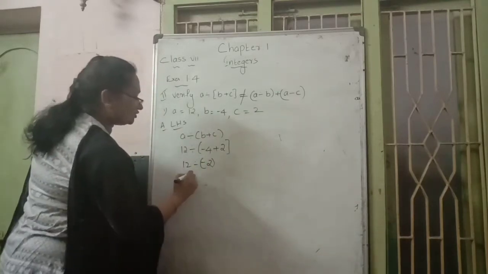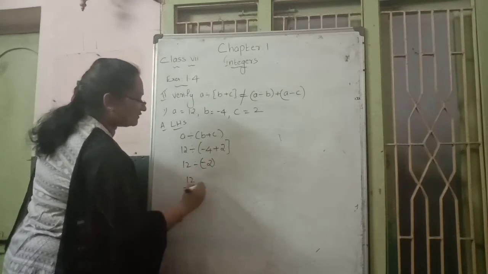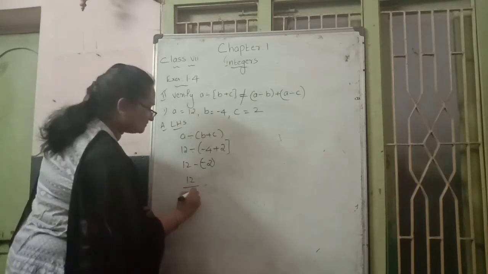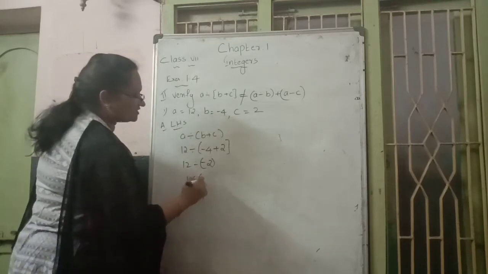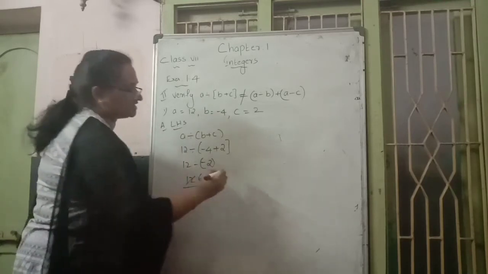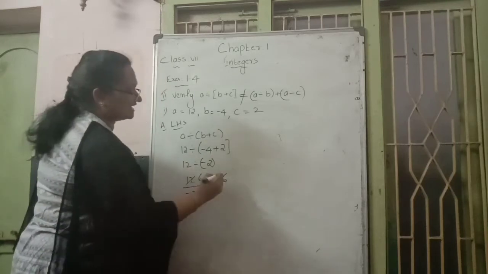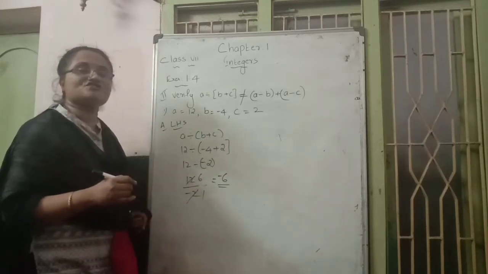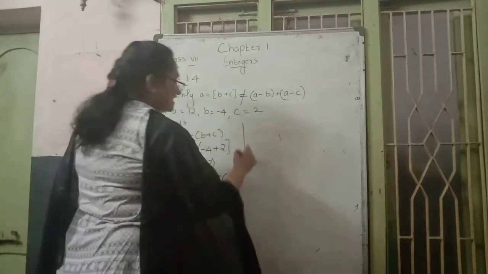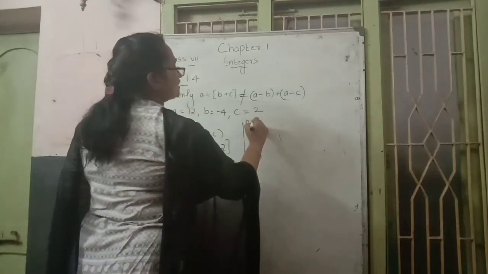Here how to do it? We already learned an easy way. Write it in fractional form and cancel. 2 table, 2 ones are 2. 2 table 12, 6 times. Here 6 by 1 we can write as 6, but minus is there. So our left hand side answer is minus 6.